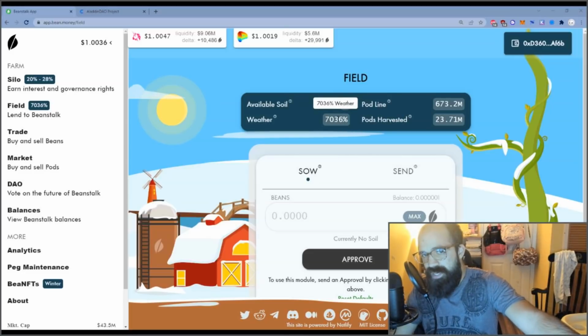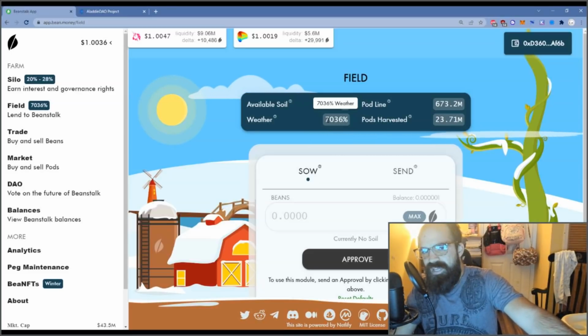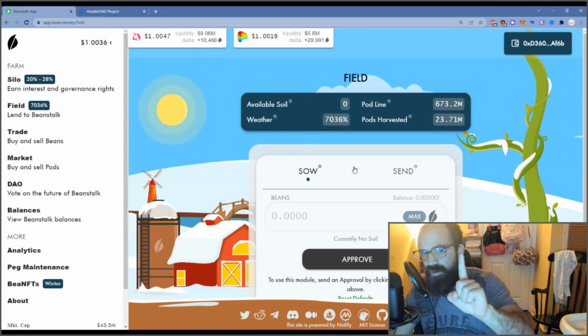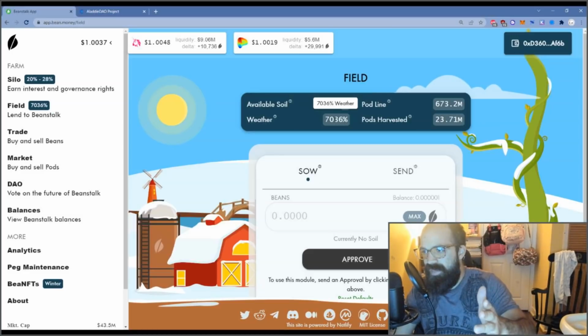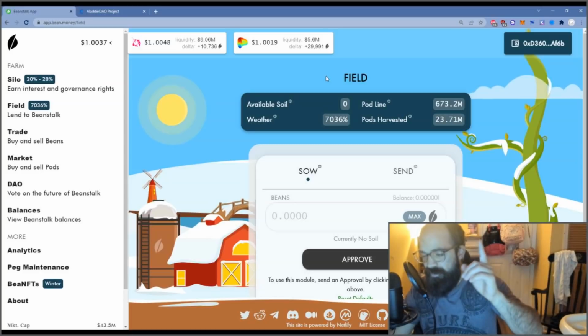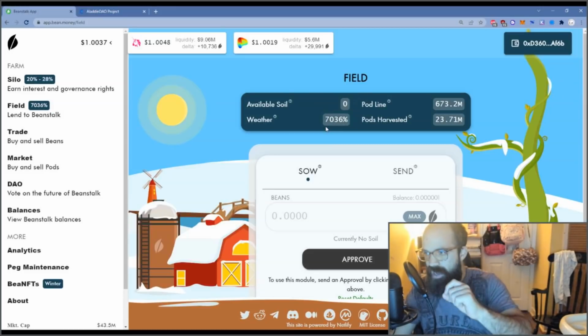And how many pods will you get? Well, you'll get this many more. So 1 plus this. If you turn this into a decimal, not a percent, this becomes 70.3. So if you burned one bean, $1, you would get 71.3 pods. Again, you sow one bean, you get 71.3 pods.